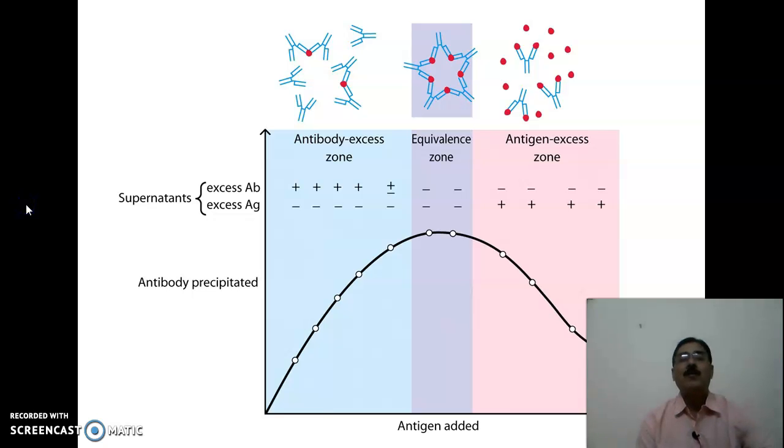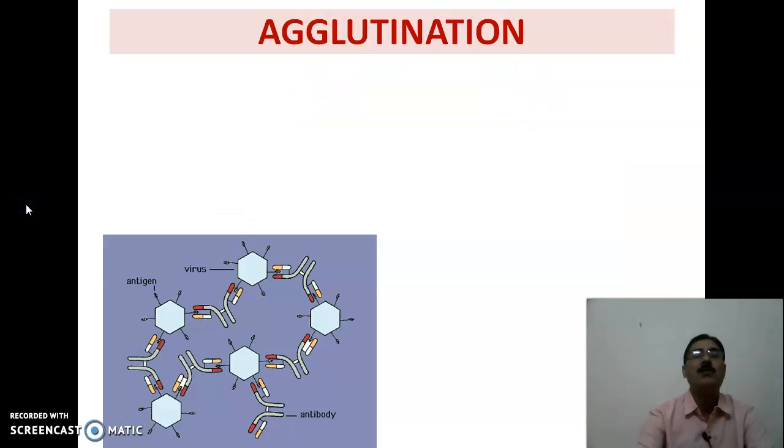All which I have discussed in the previous slide is depicted through a graph here. You can see the region of antigen excess, antibody excess and the equivalence zone also.